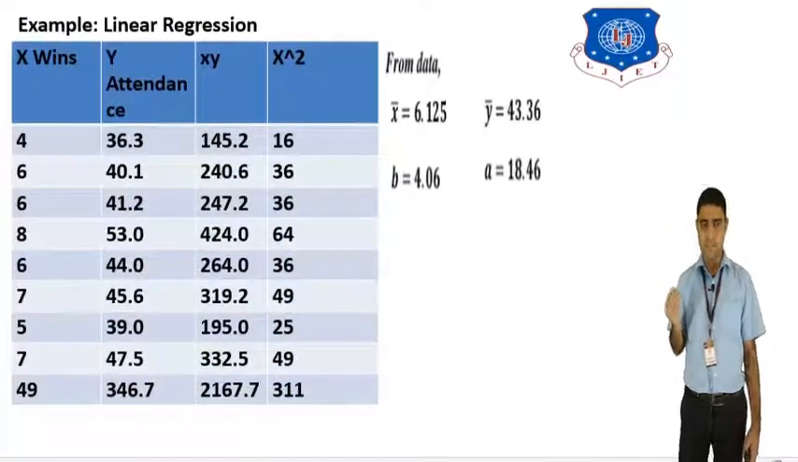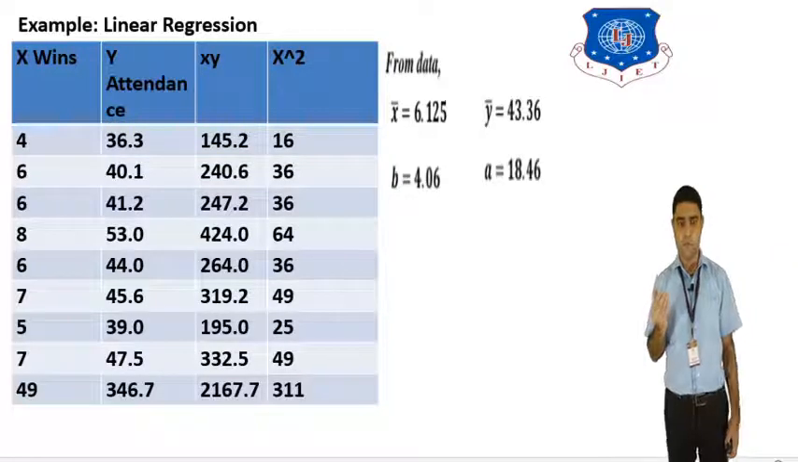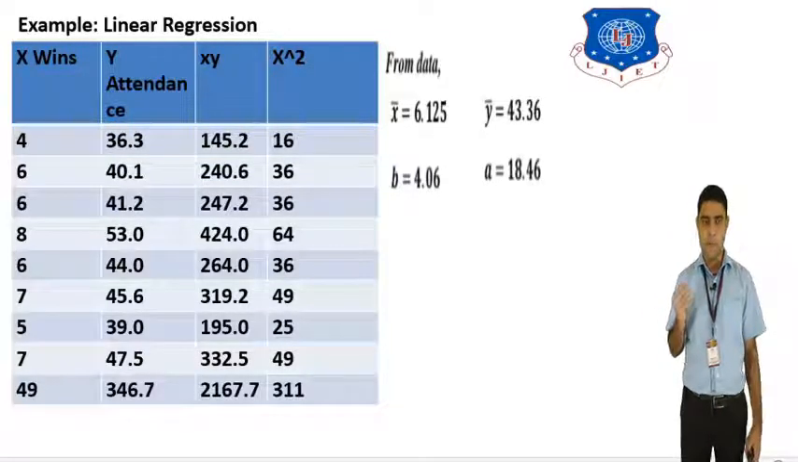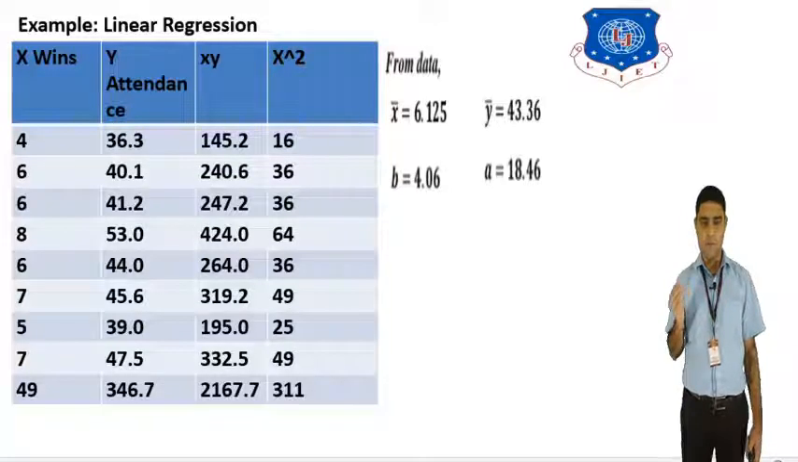Now we will see the example of linear regression using the same formula, as in the double exponential smoothing method, x for men and y for attendance. We multiply x and y and find x square. For x value 4, y value is 36.3, if we multiply then 145.2 and x square is 16. For 6, 40.1, if we multiply 40.1 into 6, we will get 240.6 and x square value is 36. For 6, 41.2, we multiply, we will get 247.2 and x square value is 36.